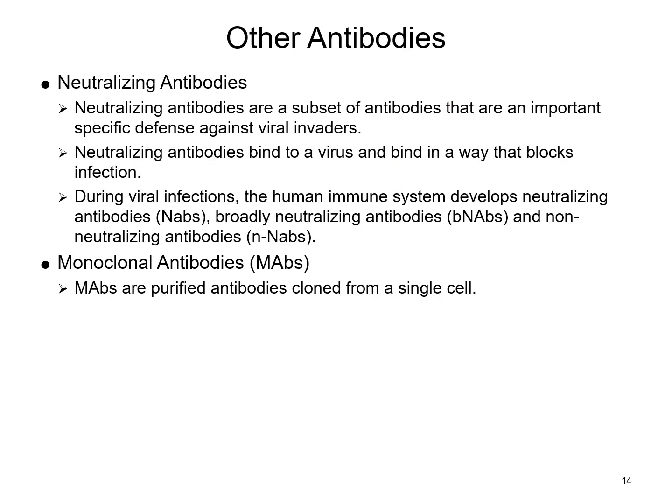There are a couple other antibody types I'd like to mention, and these are neutralizing antibodies and monoclonal antibodies. Neutralizing antibodies are a subset of antibodies that are important in a specific defense against a viral invader. They bind to a virus in a way that actually blocks the infection. During viral infections, the human immune system will develop neutralizing antibodies, as well as broadly neutralizing antibodies, and then non-neutralizing antibodies. Neutralizing antibodies are a hallmark of infections associated with various viruses, but in contrast, only 10 to 30% of infected individuals develop the broadly neutralizing antibodies, which show broad neutralization activity.